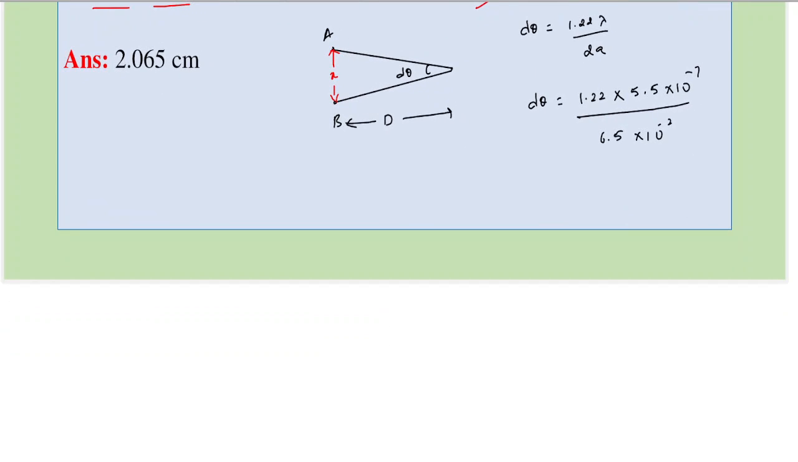Just come back to that in a minute. And also let us find what is x. Now since it is far away, we can think that this is part of a circle.